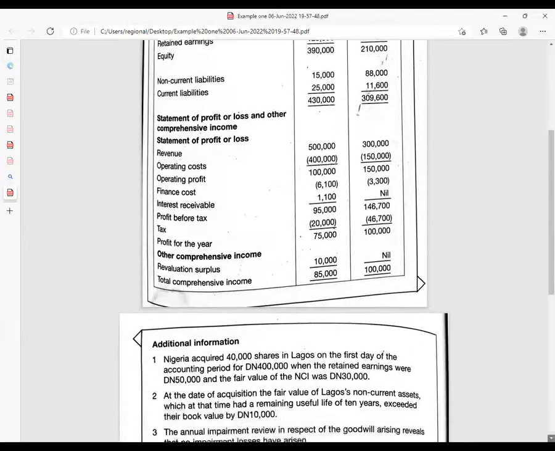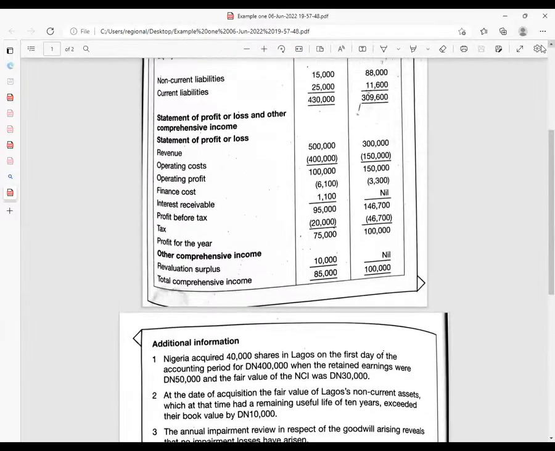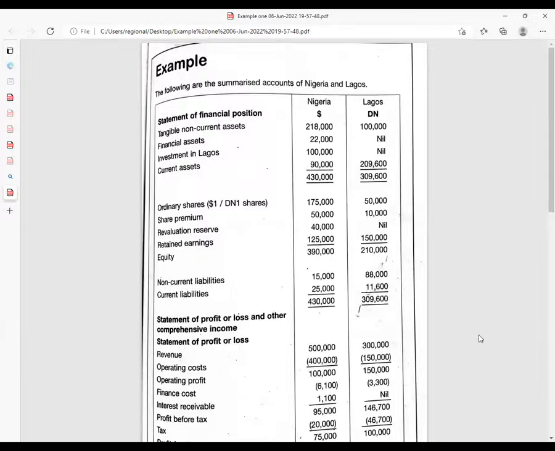We are told Nigeria acquired 40,000 shares in Lagos on the first day of the accounting period. Oh, the beginning of the year. So there is nothing really to account for in terms of days. We acquired these shares on the first day of the accounting period. If you look at the date of the financial statements, they haven't even given us the date. It's quite a simple example, but the thing is that we stayed with this subsidiary for a whole year.